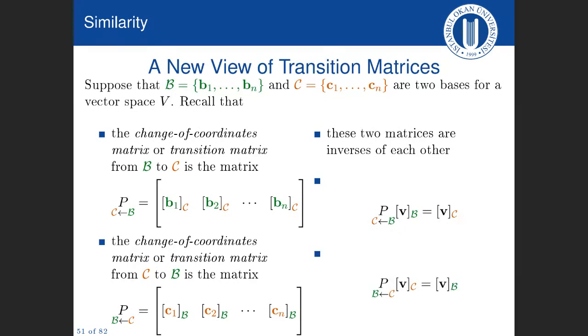P from C to B multiplied by coordinates for V with respect to C gives us the coordinates for V with respect to B. Everything on this slide should be revision for you, and the topics on this slide may appear on the first midterm exam.